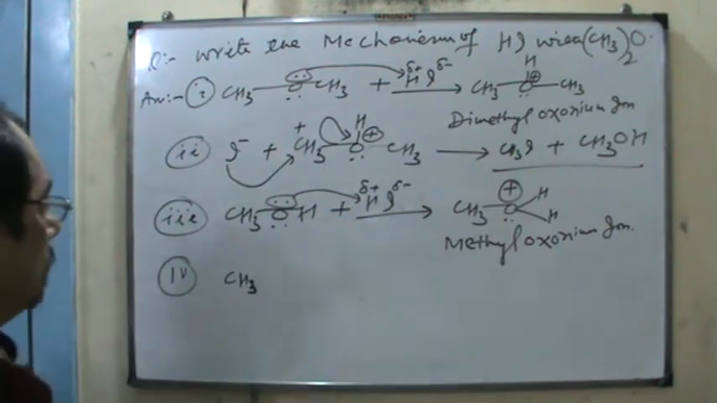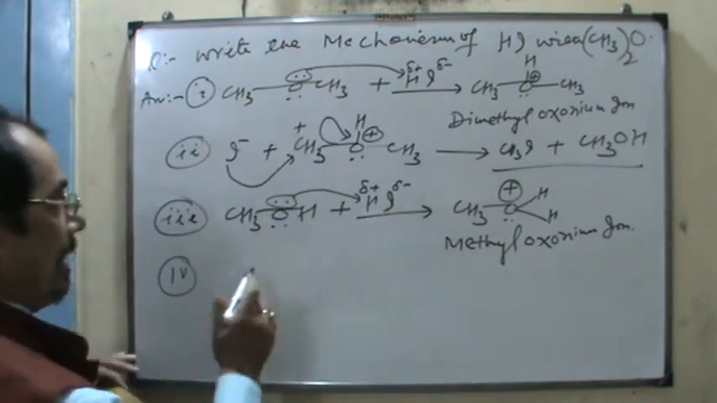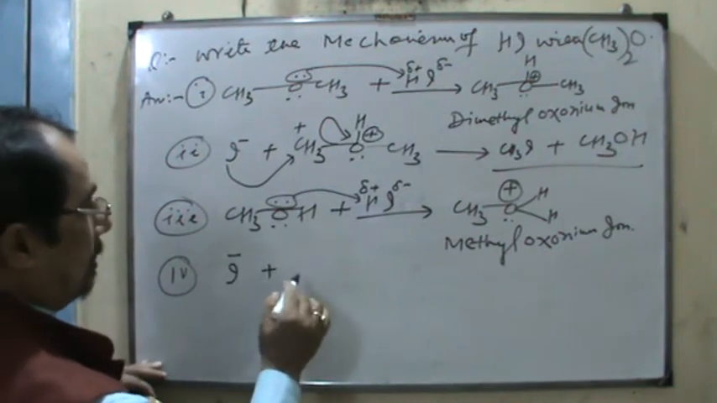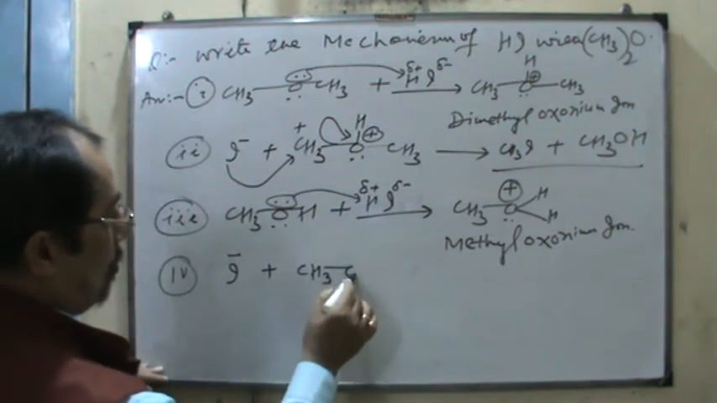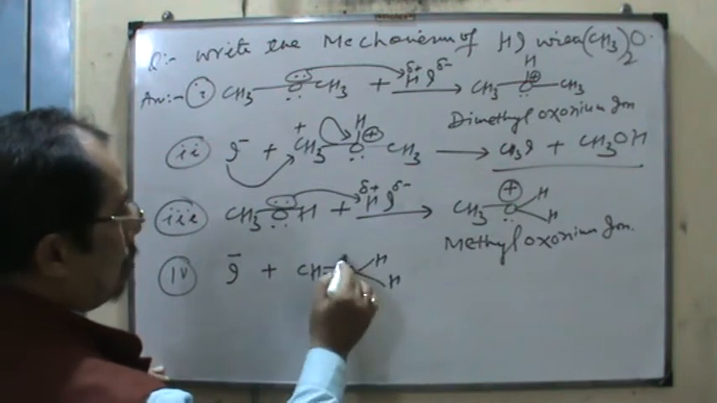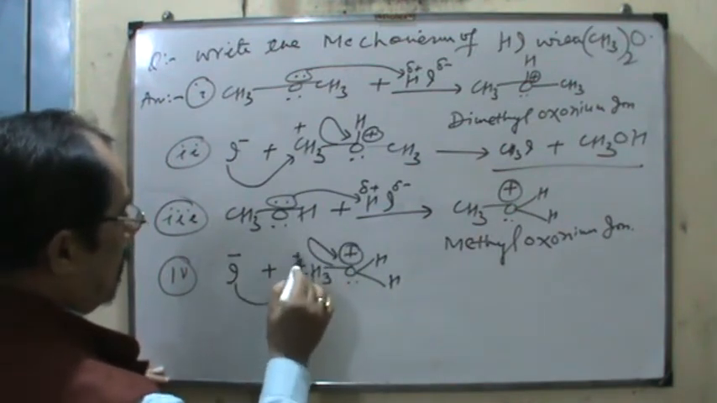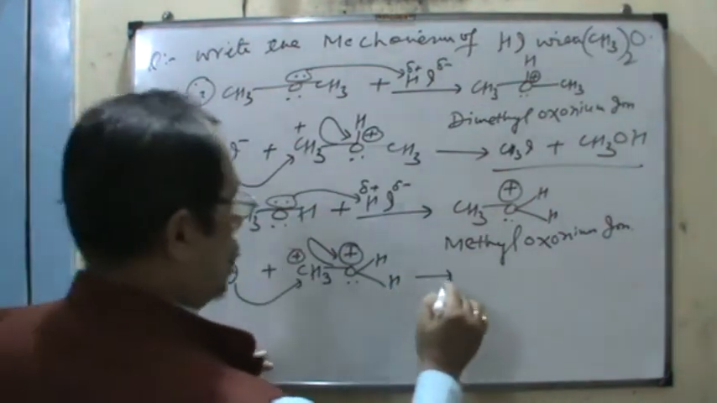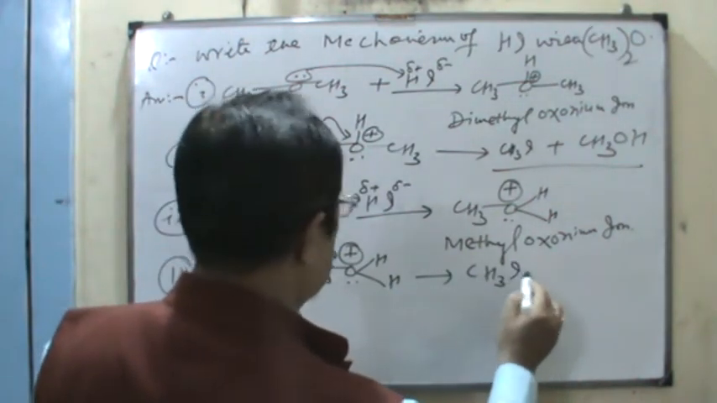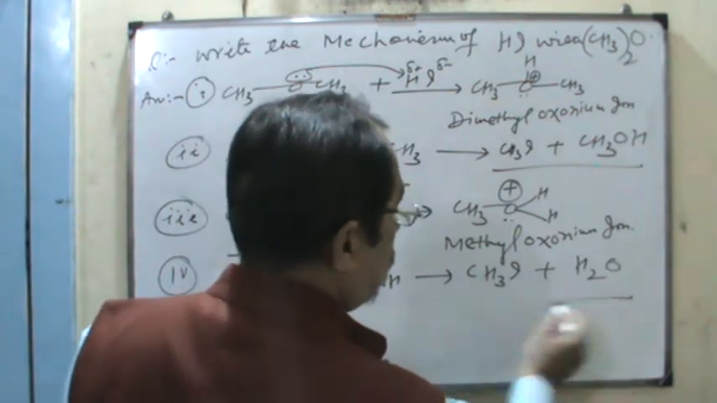Now still we take iodide as a nucleophile plus CH3OH positive charge in lone pair. This will be provided here. It becomes the positive charge. So dear student, it becomes methyl iodide and water is lost.